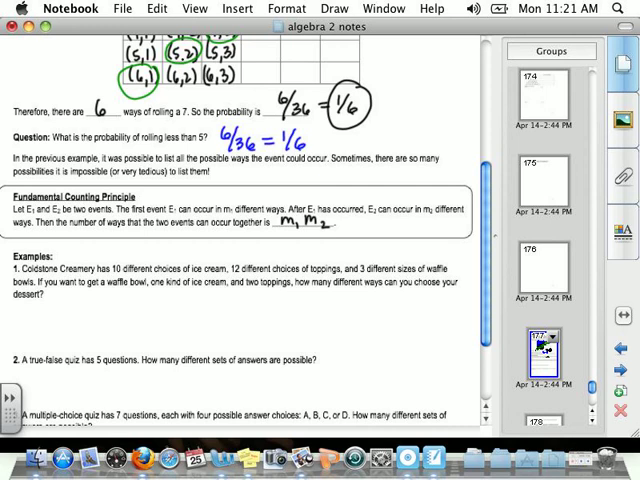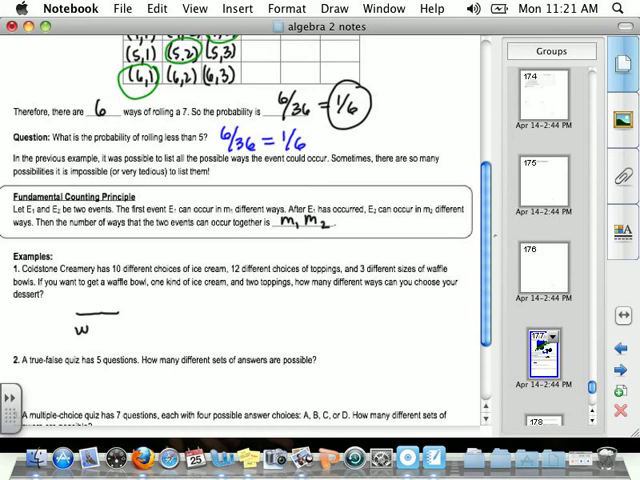Okay. So example 1, it says Cold Stone Creamery has 10 different choices of ice cream, 12 different choices of toppings, and 3 different sizes of waffle cones or waffle bowls. If you want to get a waffle bowl, one kind of ice cream, and 2 toppings, how many different ways can you choose your dessert?